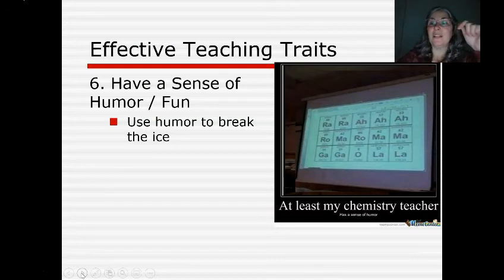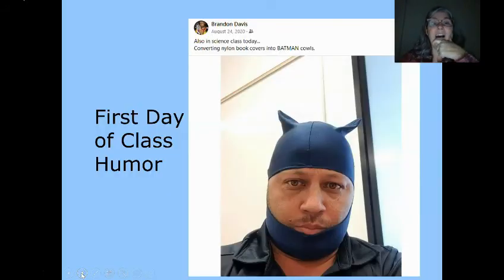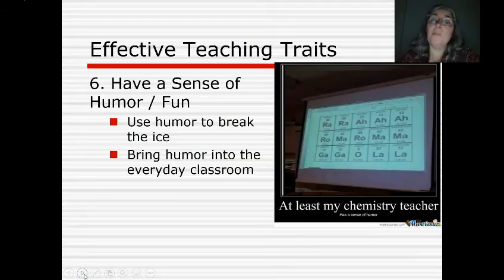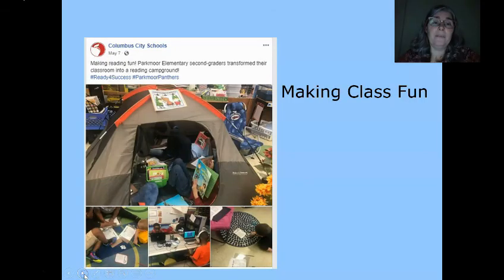I thought this was funny. If you look down below at the periodic table of elements that he's showing, that actually is from a Lady Gaga song. This is also from a friend of mine that teaches out west. So first day of class, to break the ice, they're getting book covers on their books, and he's turning them into Batman cows to kind of break the ice. Bring humor into the everyday classroom.